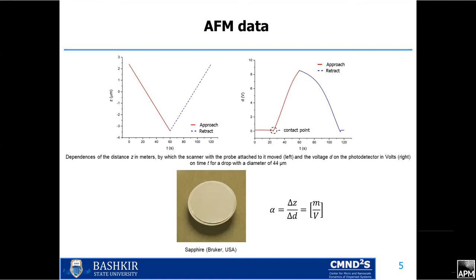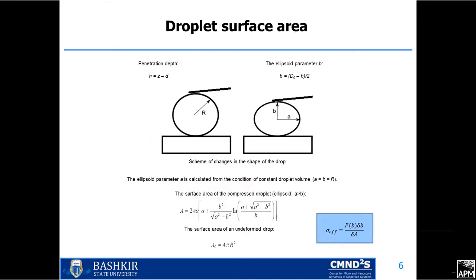The distance by which the cantilever beam deflects is directly proportional to the scanner's displacement. In the experiment, it is assumed that when a spherical drop is pressed, an elliptic geometry occurs. The indentation depth can be calculated as the difference between the scanner displacement and the cantilever deflection. This makes it possible to determine the geometric parameters of the ellipsoid depending on the indentation depth. The ellipsoid parameter A can be calculated from the condition that the droplet volume is unchanged.